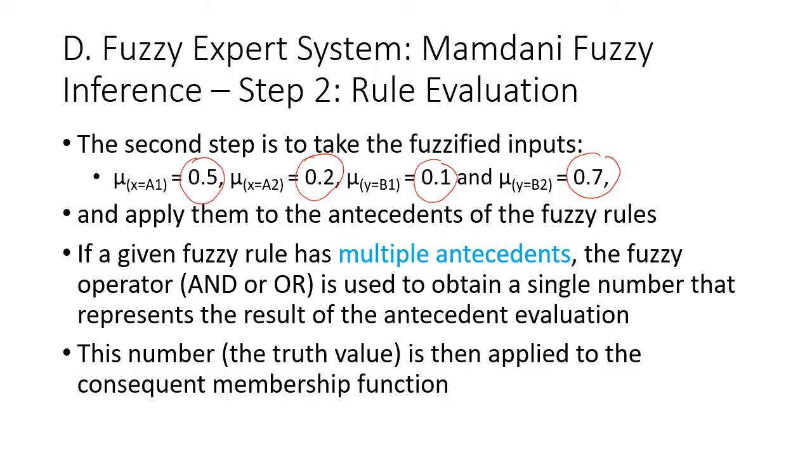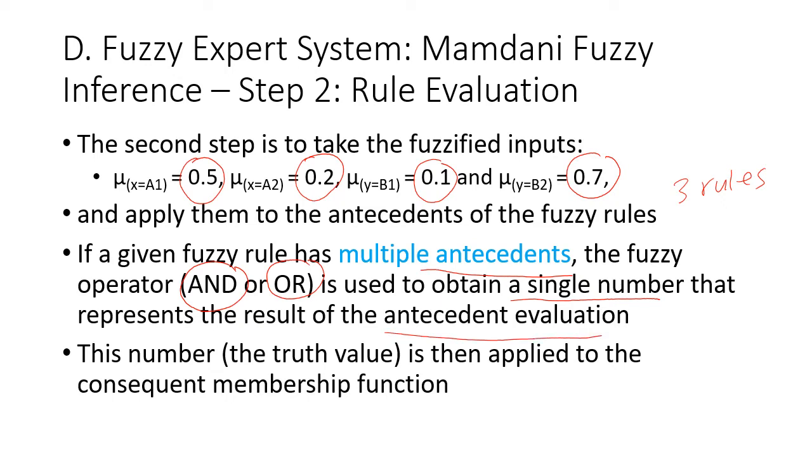And if you still remember, we have 3 rules for this particular case. If a given fuzzy rule has multiple antecedents, we need to use a fuzzy operator, and the operators are the AND operator and also the OR operator, so that we are able to obtain a single number which represents the result of the antecedent evaluation.